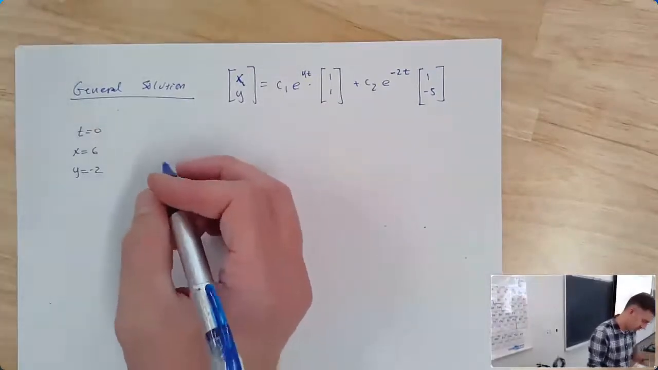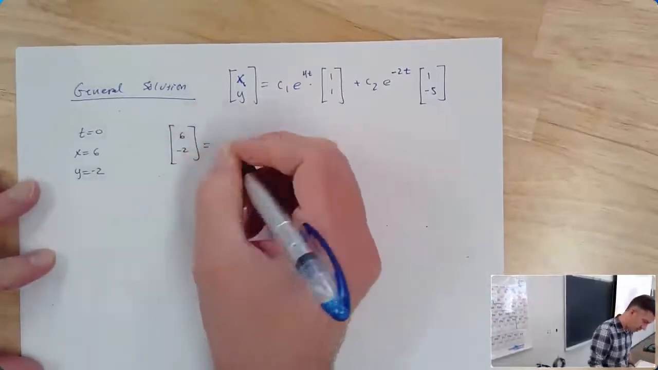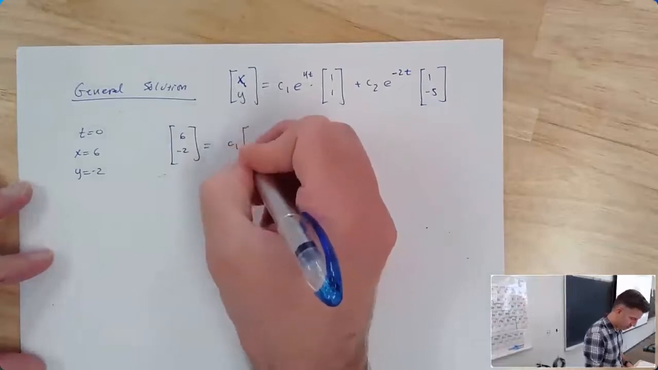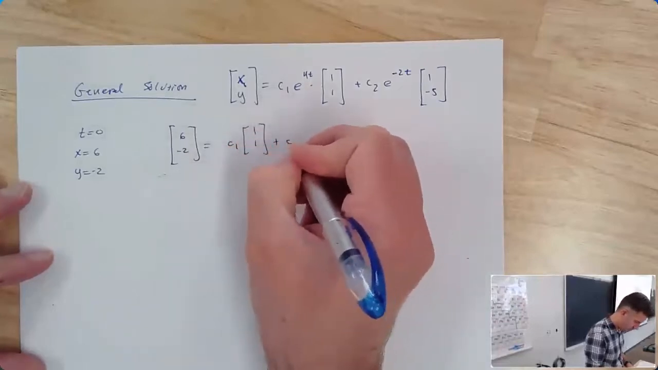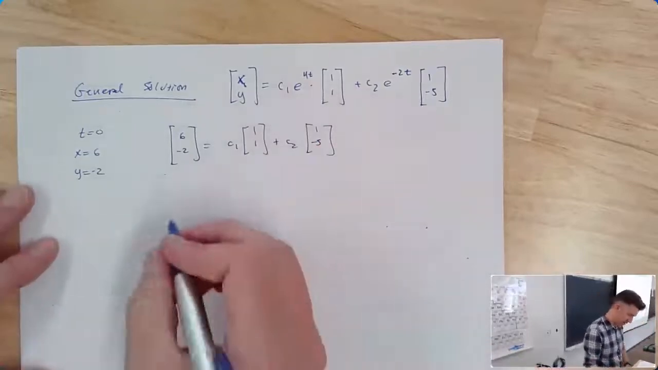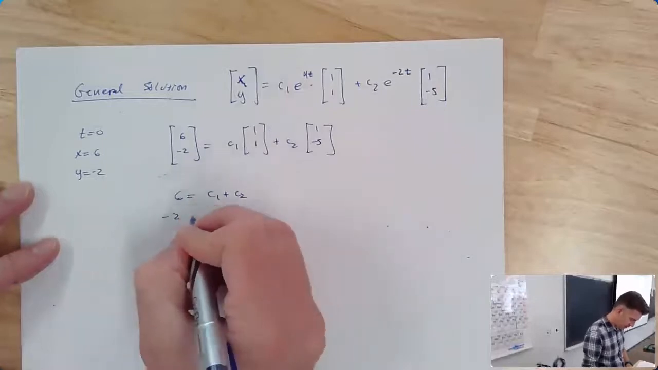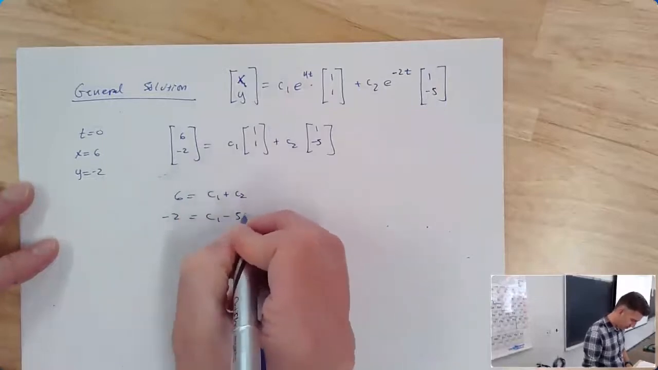So we're going to get 6, negative 2 equal to c1 times 1, 1 plus c2 times 1, negative 5. So let's see, I've got 6 equal to c1 plus c2. I've got negative 2 equal to c1 minus 5c2.